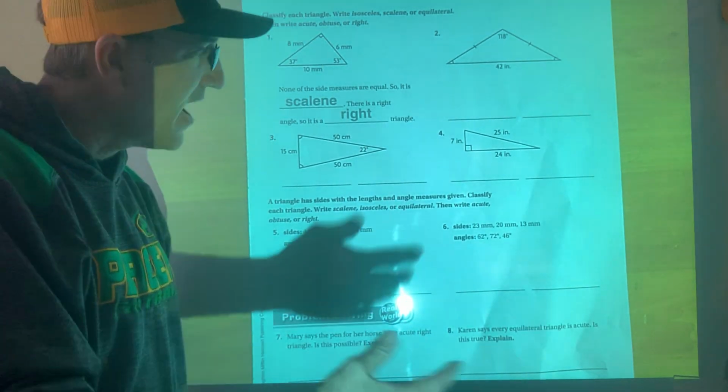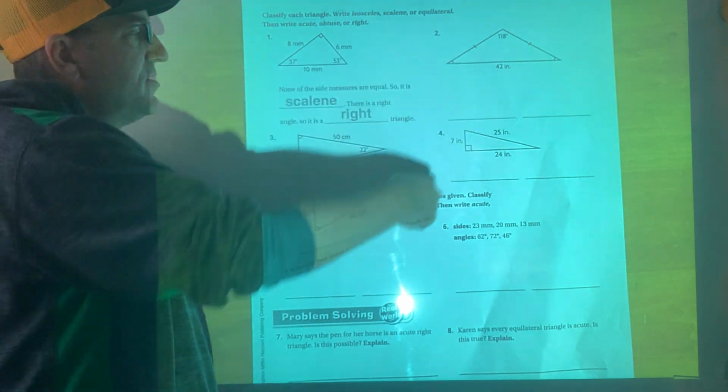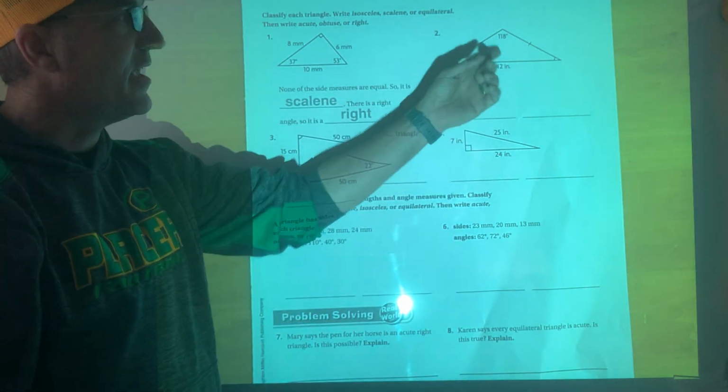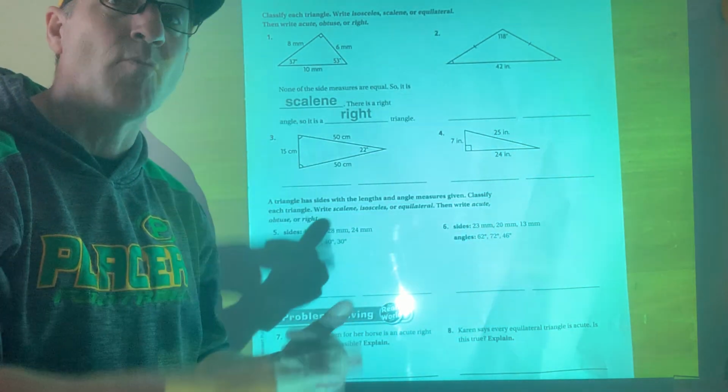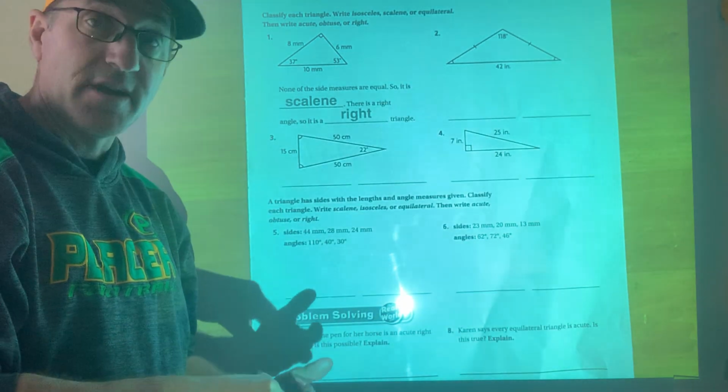All right, here's the homework. I have assigned it all. There is not that much to do. You know what to do here. Just classify. Remember, look at the angles. I'm looking for something 90 or more. That tells me it's obtuse, right? Or right angle or right triangle.